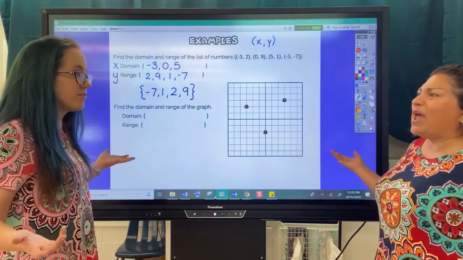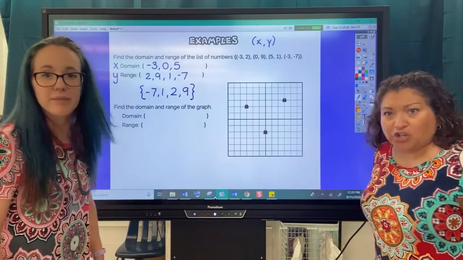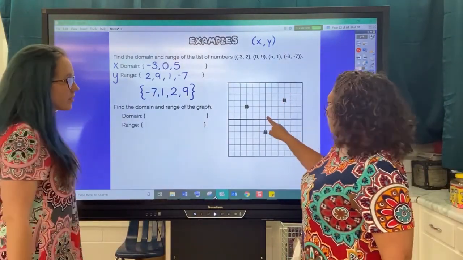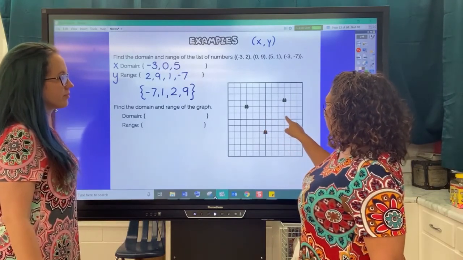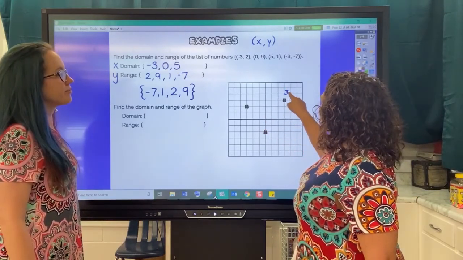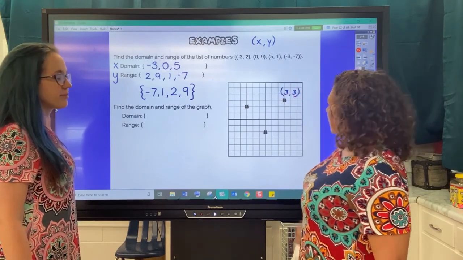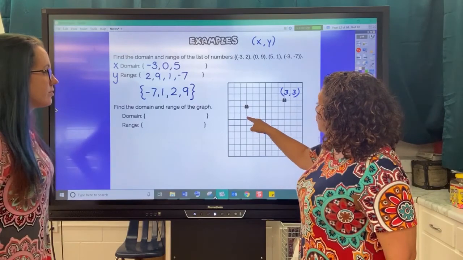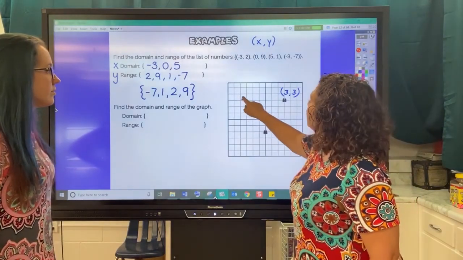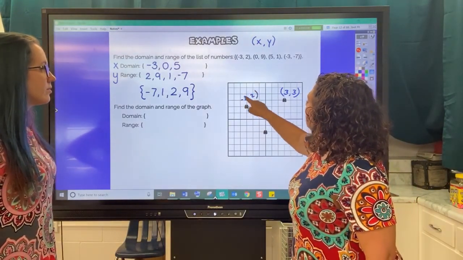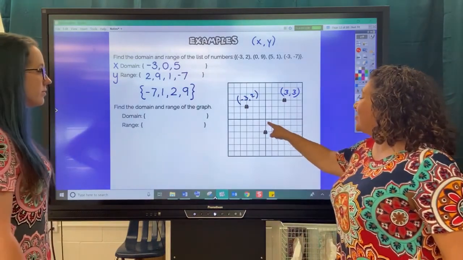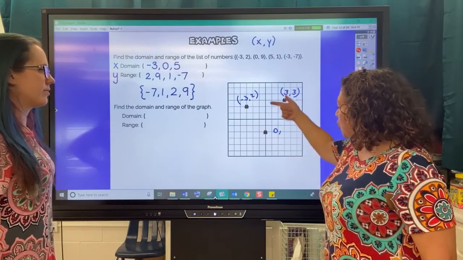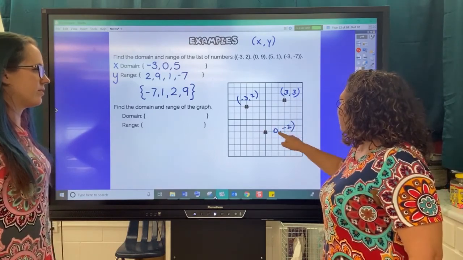I think the first way, we should probably just name the points first. Okay? So when we name these points, let's look at this guy over here. We're going to have to go right 3 and up 3. So this is 3, comma 3. Then this fella here is -3, up 2. So that's our point there. And then this guy, he didn't move anywhere from the origin, did he? So that means that 0 is first, and then he went down -2.